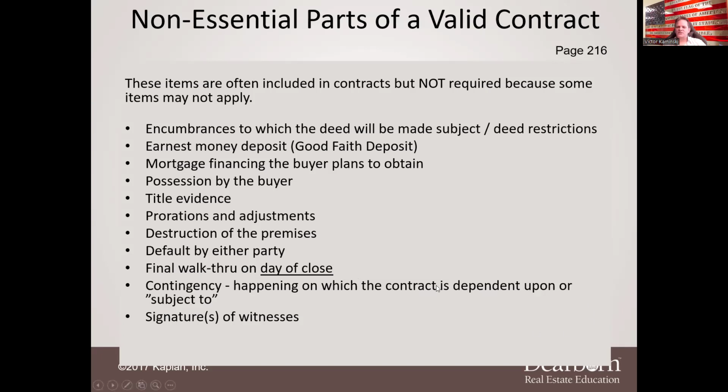So what is a contingency? It's a happening in which the contract is dependent upon. Or you can look at it another way. It's a way for the buyer to get out of the contract. So you should submit contracts as contingency free as possible.